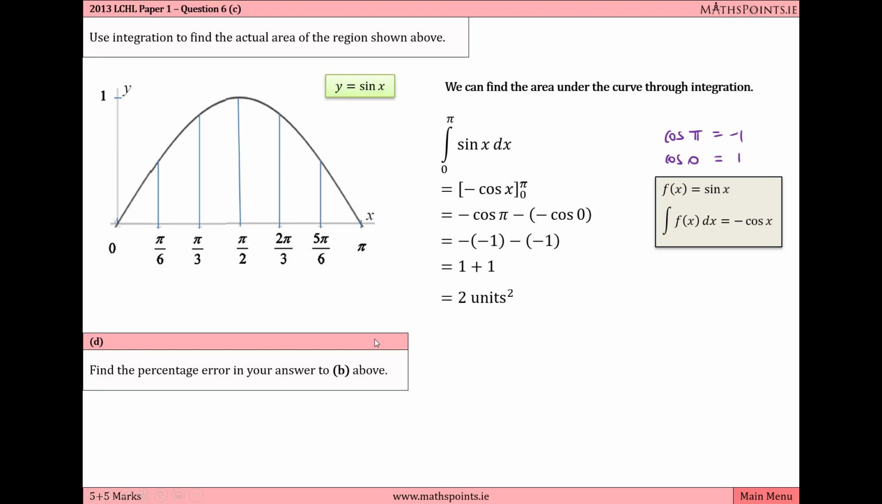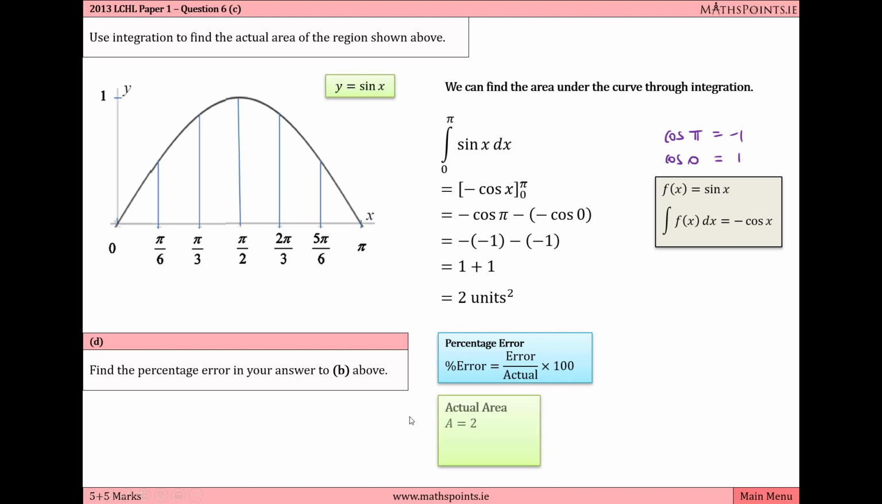In the final part of the question, they ask us to find the percentage error in our answer to B above. So the percentage error is going to be the error divided by the actual times 100. Our actual value for the area is 2, found by integration. Our estimated area was 1.95407 using the trapezoidal rule. And so the error is the difference between those two numbers. So if we subtract 1.95407 from 2, divided by the actual area, which is 2, and multiply by 100, we get that the error is 2.3%.